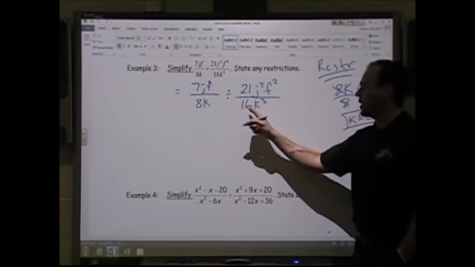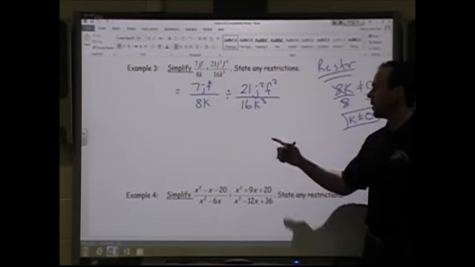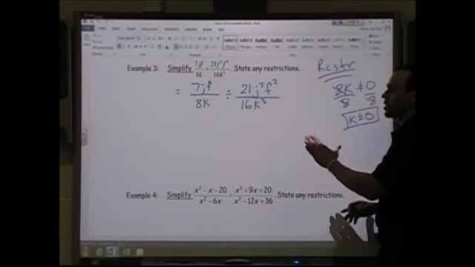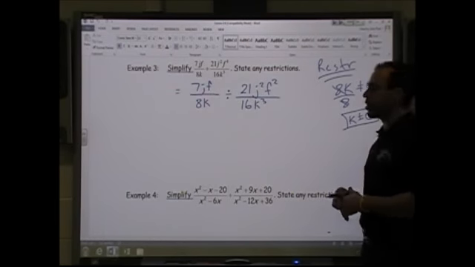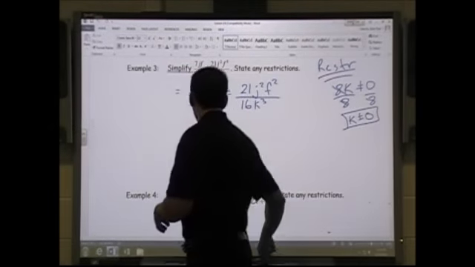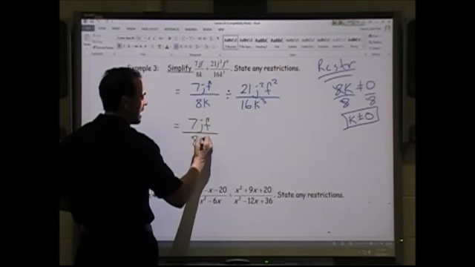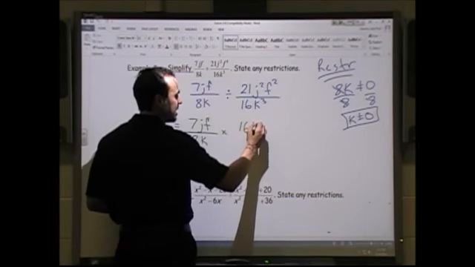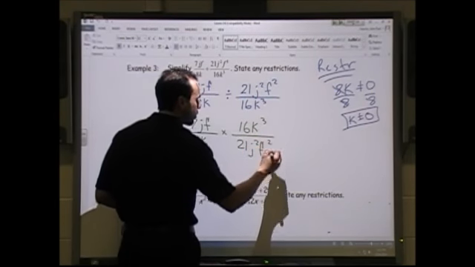You're going to get the same thing over here, because 16k cubed cannot equal 0. That still means k cannot equal 0, because 0 times 16 will make that 0. So that's all the restrictions you would think right now. But remember what it said. The restrictions also include the numerator of the second fraction. Why? Because on the next step, when you go to multiply this out, this will be 7jf all over 8k times, or multiplied by, the reciprocal, which is 16k cubed all over 21j squared f squared.